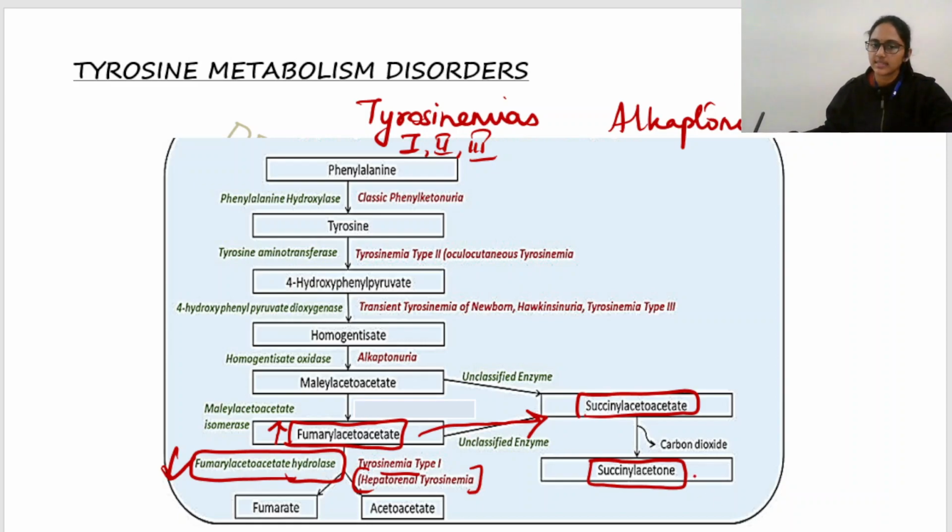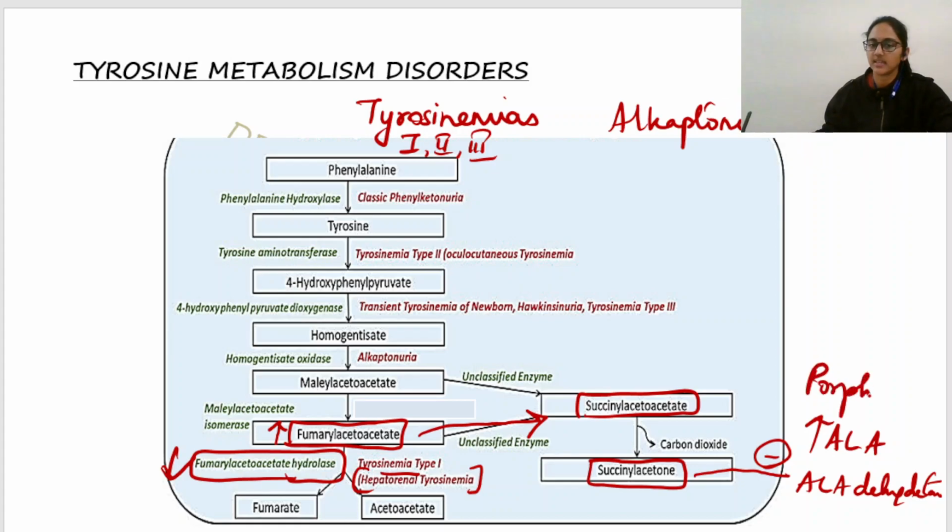Also, this succinyl acetone can inhibit an enzyme called ALA dehydratase, which is an enzyme of your heme synthesis. If this ALA dehydratase is going to be inhibited, then your ALA gets accumulated in circulation. This can mimic porphyrias.